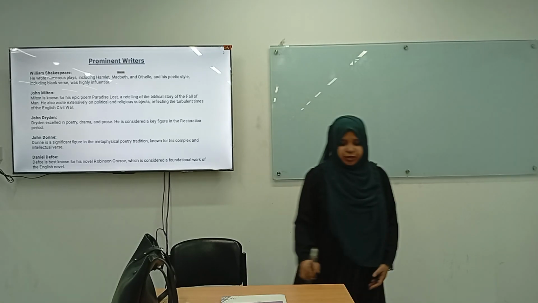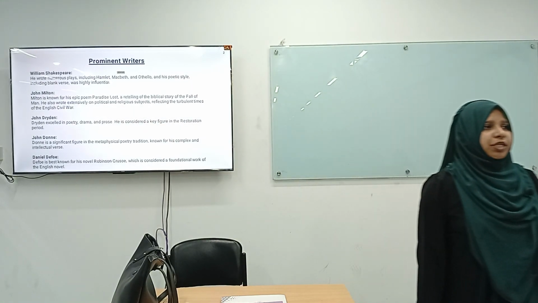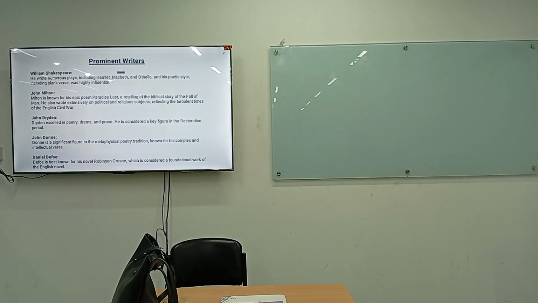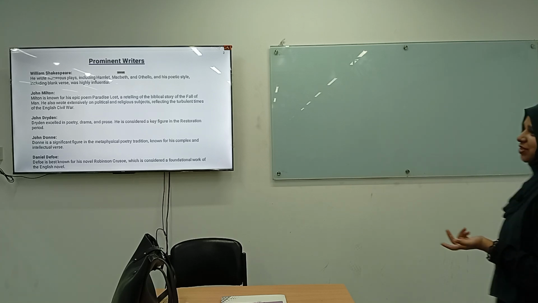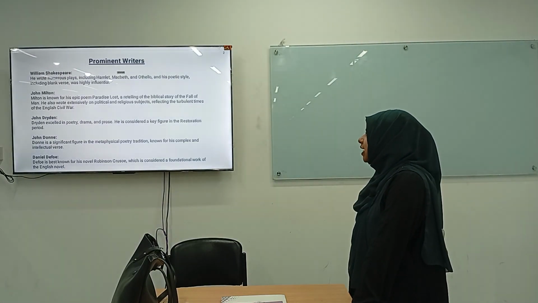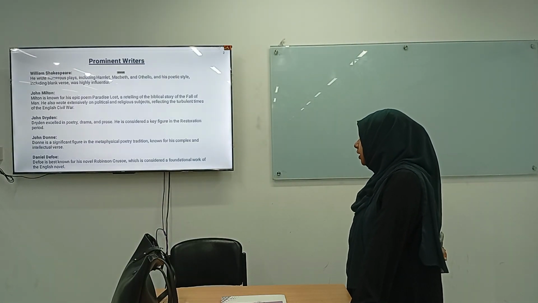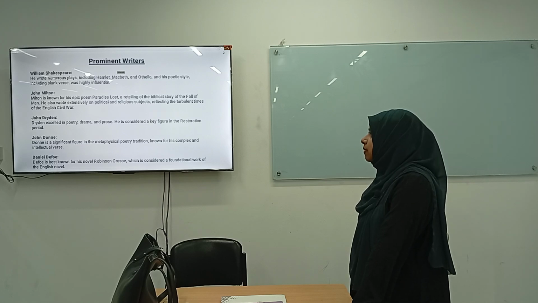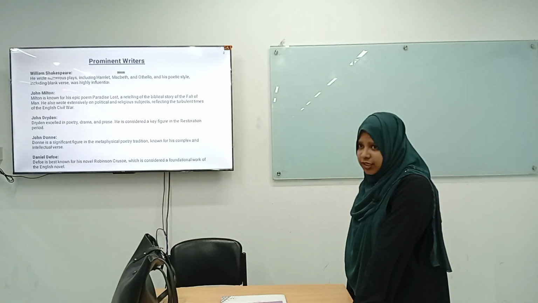So about William Shakespeare, we already know about him. What do you know about William Shakespeare? How do you know him? He's a British poet. Because of sonnet 18. Sonnet 18, exactly. This is what I was expecting. We started literature with sonnet 18, and this is how we know him. Okay, he wrote numerous plays including Hamlet, Macbeth, Othello, and his poetic style including blank verse was highly influential.